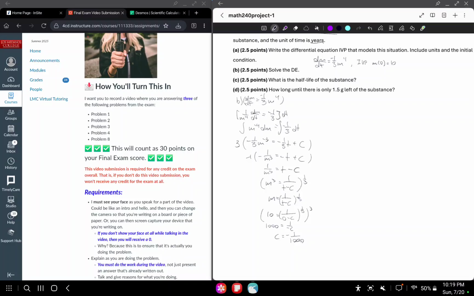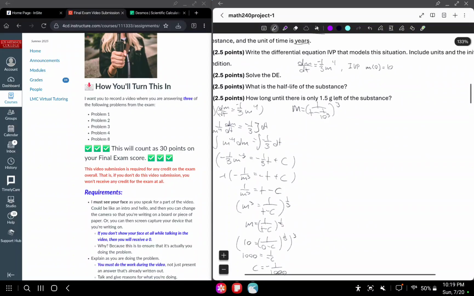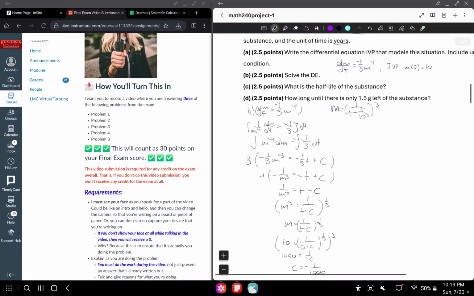So I'll plug this in. Plug this in to m equals 1 over t minus 1/10 to the third power. This seems right. That is B.